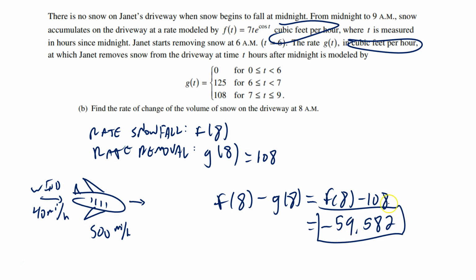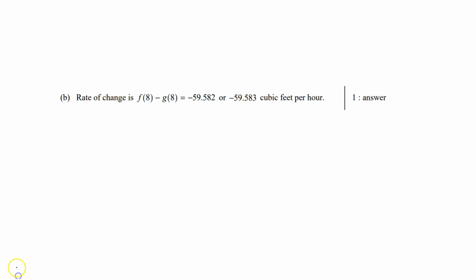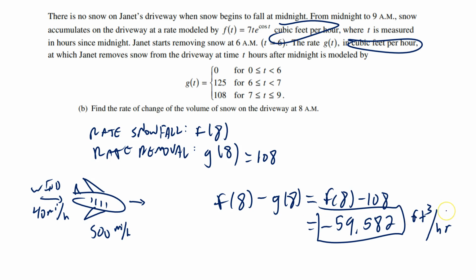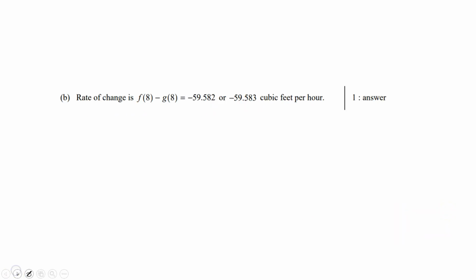So cubic feet per hour, I guess you could write, but they don't ask for units, so I probably wouldn't give them. All right, so let's see how we did. So f of 8 minus g of 8, negative 59.582, or 583 if you round. Perfect. There it is. Awesome. Okay. Let's see what's next.